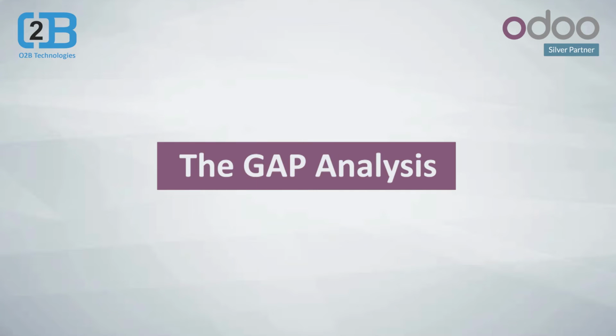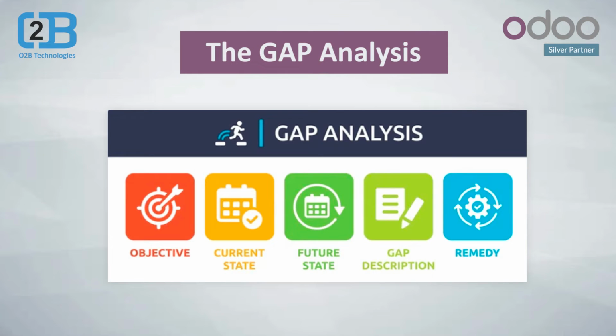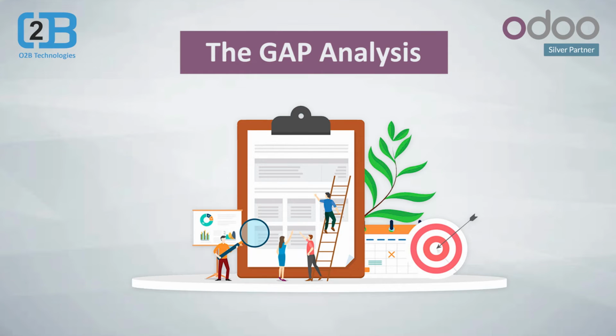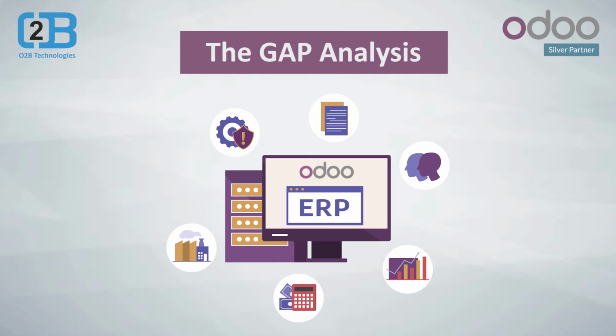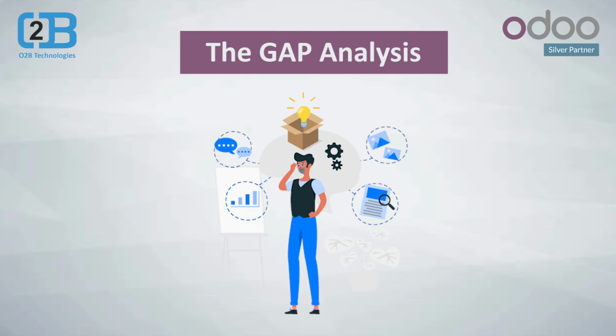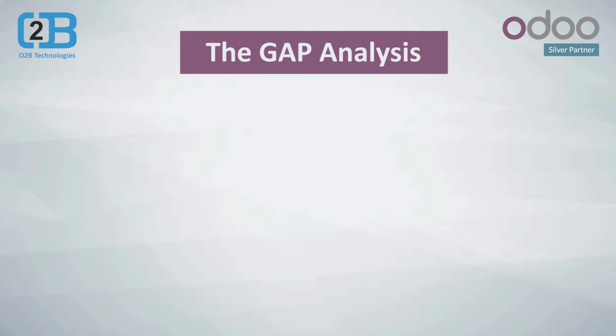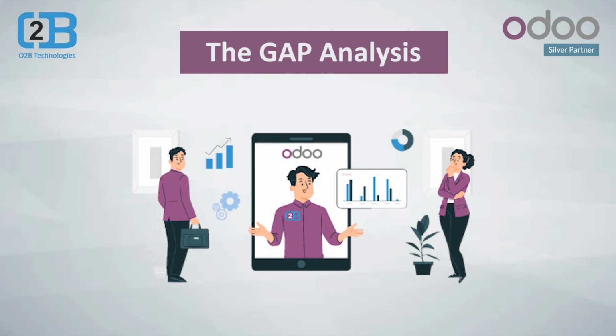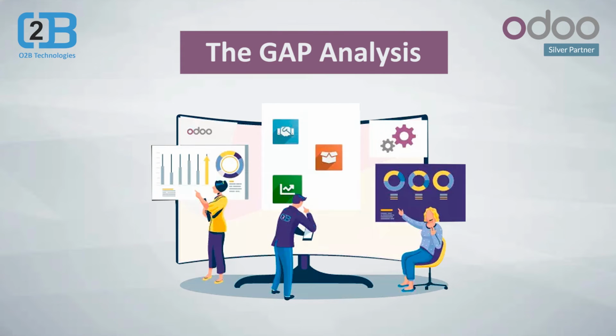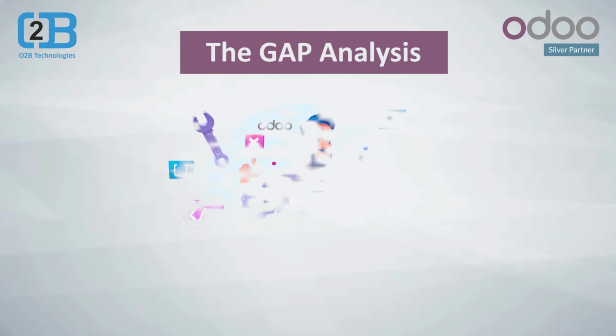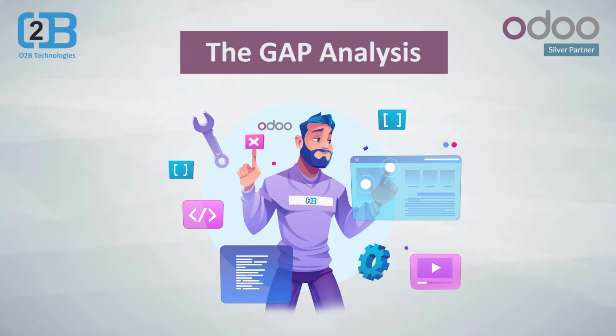The gap analysis. In the gap analysis stage, the team does the detailed requirement analysis and compares the standard Odoo ERP and out-of-the-box features with the customer requirements. This is the phase where the Odoo functional consultant finds out the gaps that can be filled by Odoo ERP customization or development. In simple words, the Odoo specialist points out the specific requirements of the customer that can be fulfilled by Odoo development and customization.